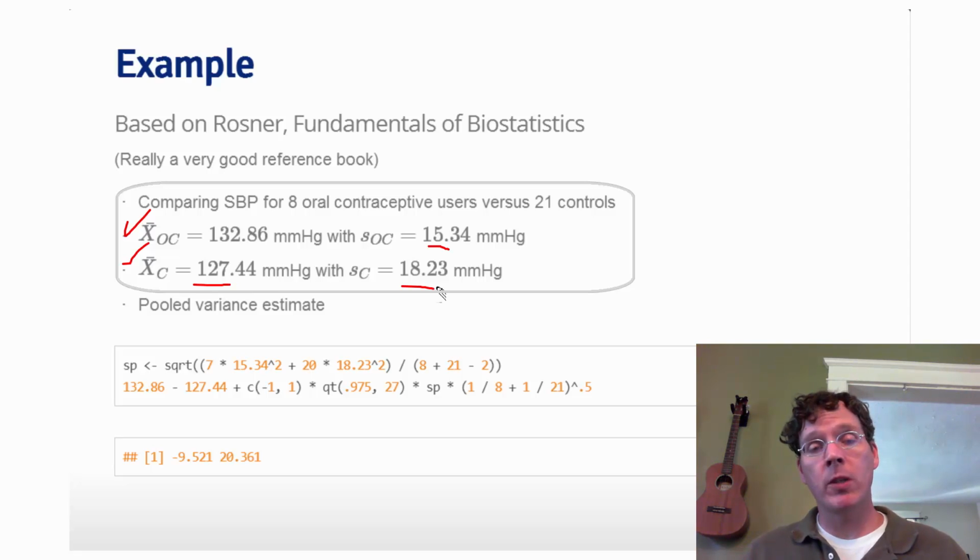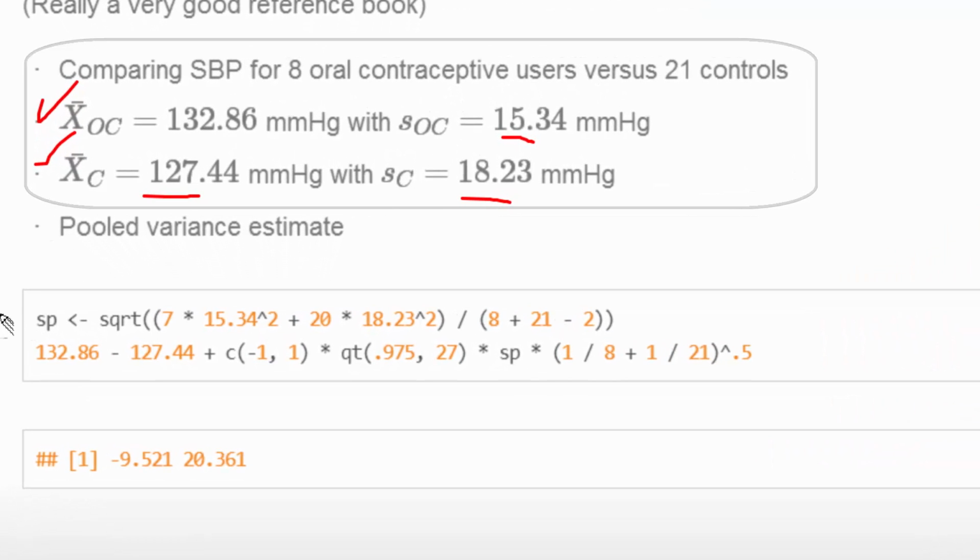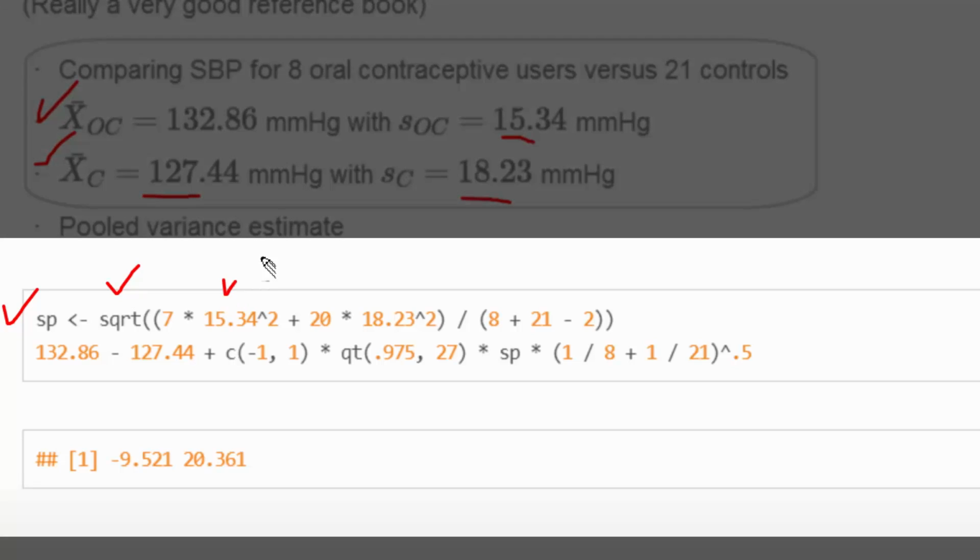Let's go ahead and manually construct the independent group interval once just to churn through the calculation. When you do this on your own, you tend to use t.test or something like that because you have the raw data. So the pooled standard deviation estimate is going to be the square root of the pooled variance estimate. There we need to take 15.34, the standard deviation from the oral contraceptive users, square it, 18.23, the standard deviation from the controls, and square it, and take their weighted average weighted by their sample sizes. So 7, which is 8 minus 1, and 20, which is 21 minus 1, from the two sample sizes minus 1, then divided by the sum of the sample sizes minus 2.